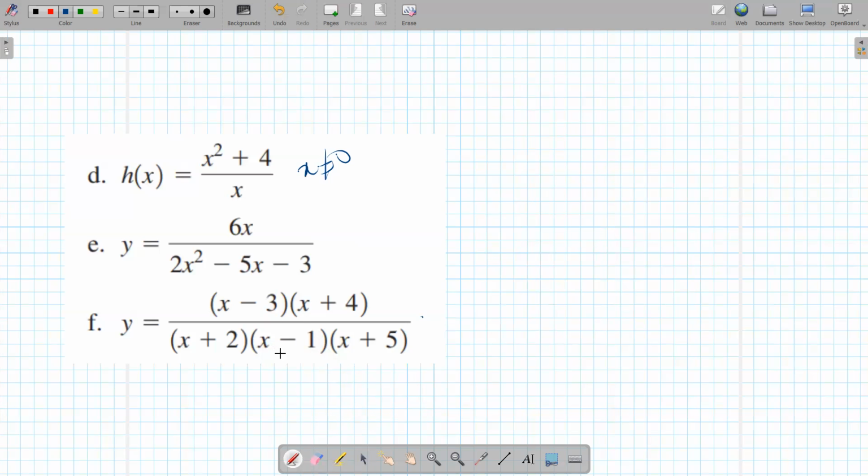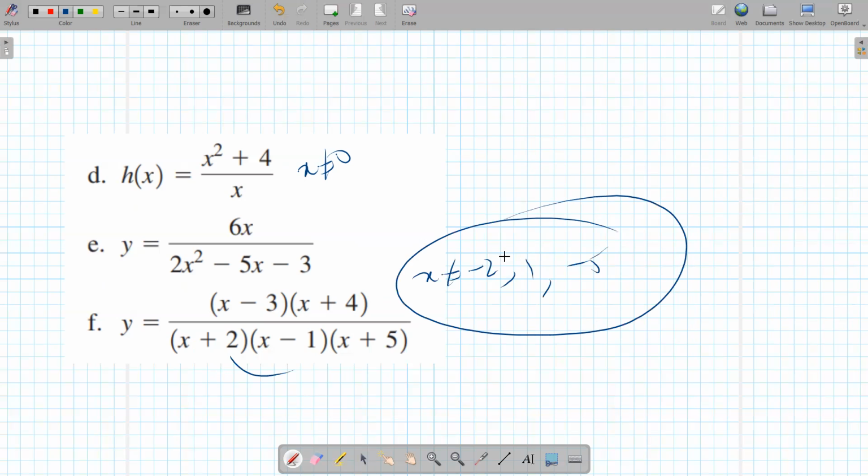The only time we'll care about the numerator is if you have the same term on top and on the bottom. If there was an x minus 3 here, then yeah, x can't be 3. But this one is very simple. It can't be -2, +1, -5, and you're done. It can be anything else. And that is the domain.